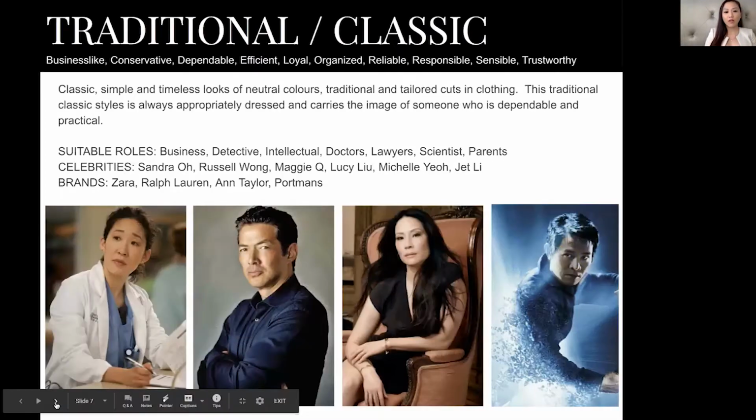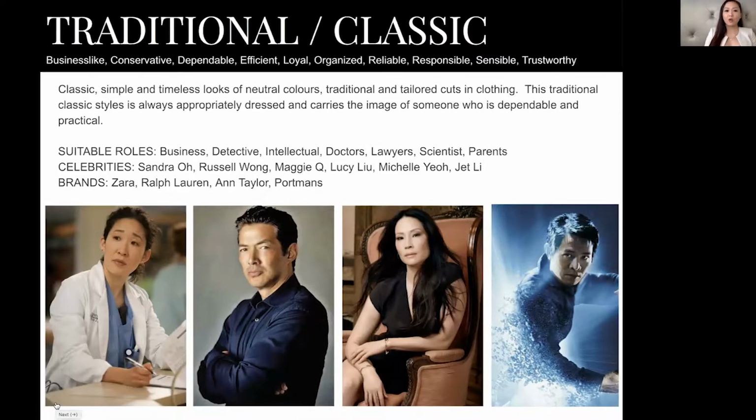Okay, moving on to our next. It's going to be our traditional and classics. Now, classics, simple and timeless look of neutral colors, traditionals and tailor cuts in clothing.